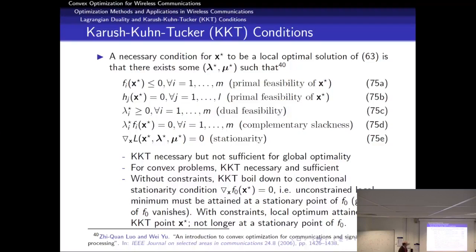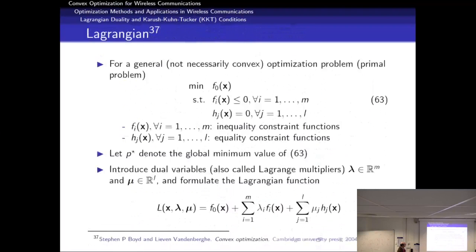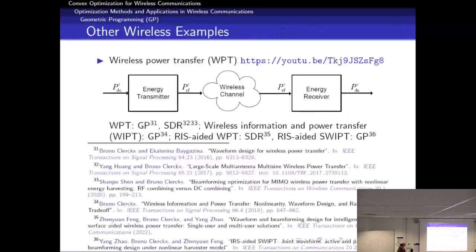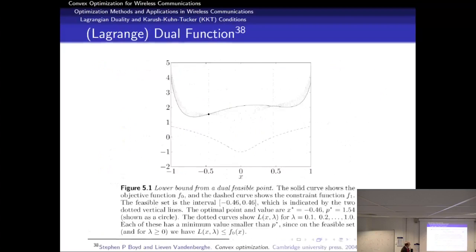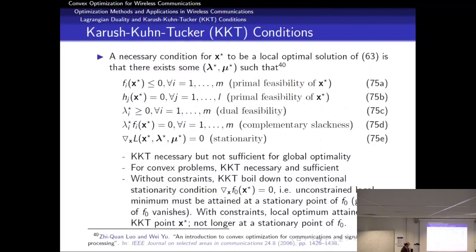So this KKT is called Karush-Kuhn-Tucker. It's a necessary condition for the original optimization problem that can be non-convex. So if I have this optimization problem here that is non-convex, my KKT gives you a necessary condition for local optimality, a local optimum solution. But interestingly, when the problem is convex, this is not only necessary, it is also sufficient.